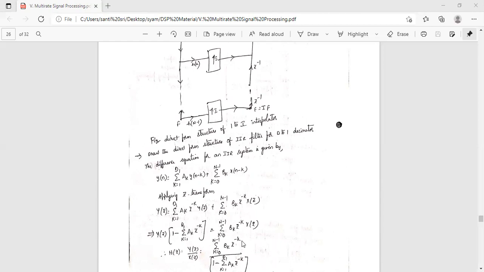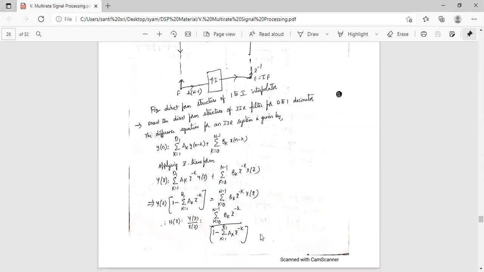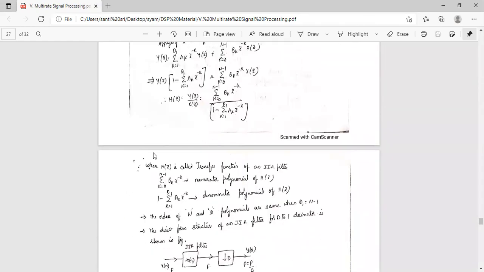So H of z will become Y of z by X of z, that is sigma k equal to 0 to N minus 1 b k into z power minus k by 1 minus sigma k equal to 1 to N minus 1 a k into z power minus k. So this is the direct form structure of IIR filter for D to 1 decimator. This will be derived from the difference equation of the IIR system, where H of z is called the transfer function of an IIR filter.